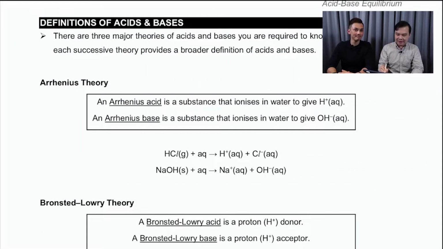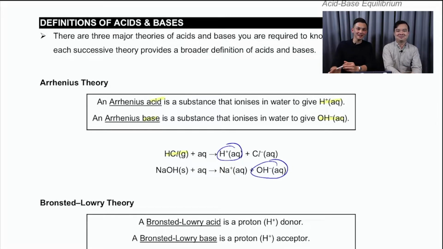Now, the first definition that we talk about is the Arrhenius definition from O-levels. So we say that if you dissolve in water to release a H+, that's called an Arrhenius acid, and conversely, if you dissolve in water to give you OH-, that's going to be called an Arrhenius base. The classic example of an Arrhenius acid will be HCl, because when it dissolves in water, it ionizes to give me a H+. Conversely, the popular base is NaOH, which dissolves in water to give me OH-. This is the Arrhenius definition.